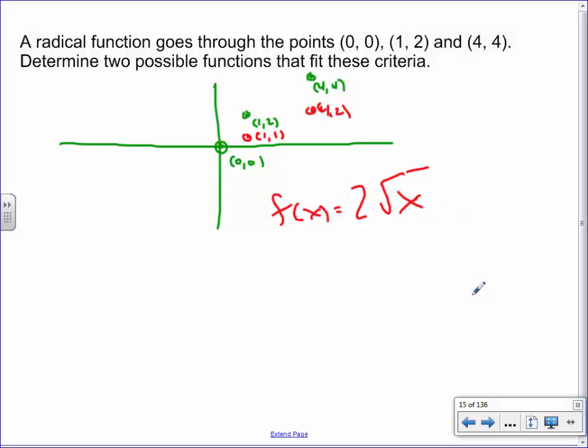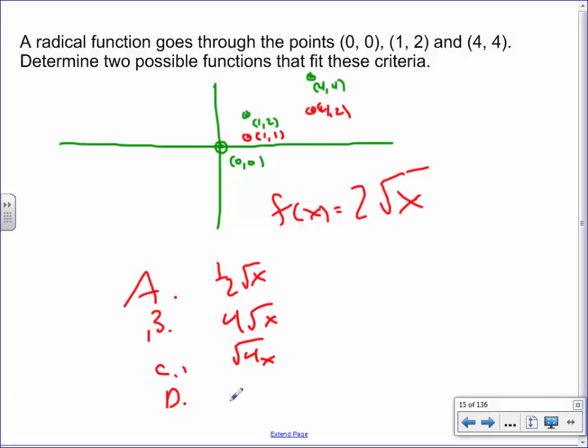The reason I want to point this out to you is, let's say that you get an equation on the diploma and you think the answer is supposed to be 2 root x. And then you look down at the 4 responses, A, B, C, and D, and you see this: 1/2 root x, 4 root x, root 4x, and root x. Which is the other one? Yeah, you guys see where I'm going with this? Why I'm trying to lead you to that?